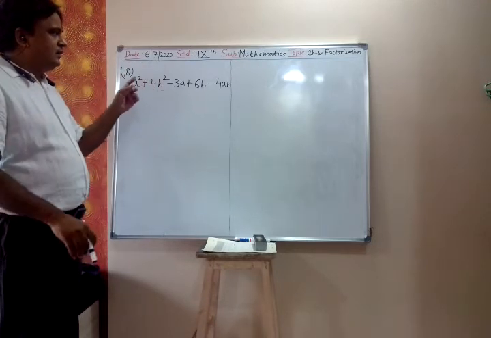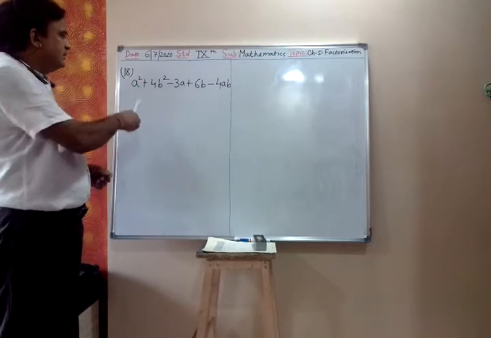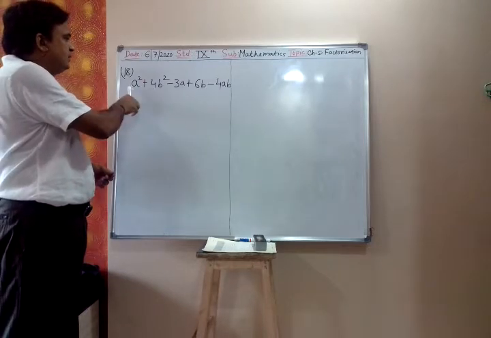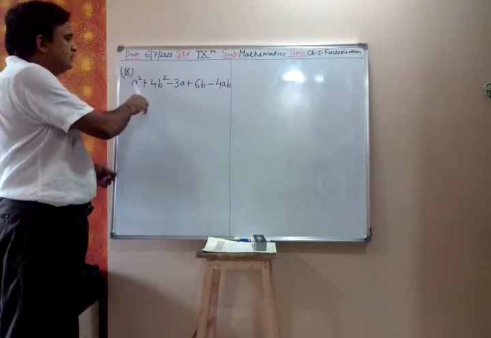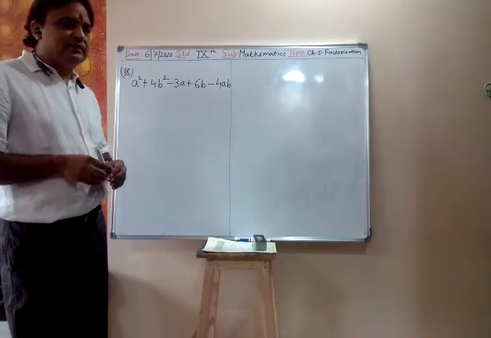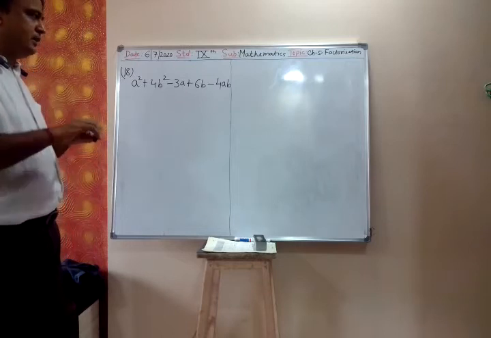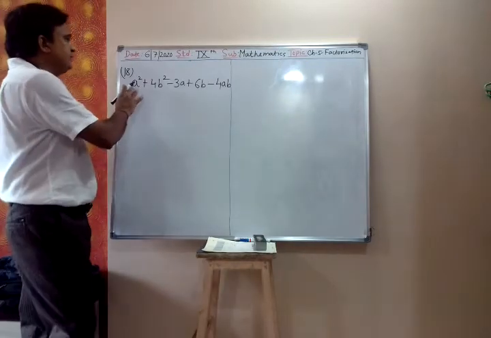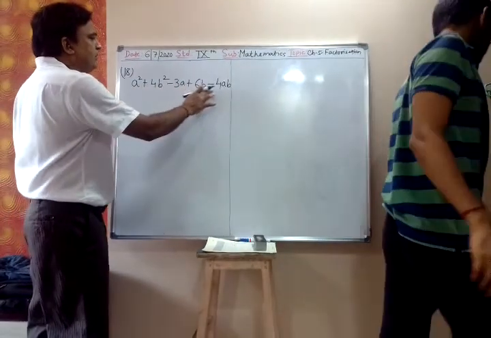Now first method, let us see whether first method is applicable. a square, 4b square, there is nothing common. There is nothing common, so finding the common factor method fails. Let us see the grouping method. Total there are 5 terms. 1, 2, 3, 4, 5.